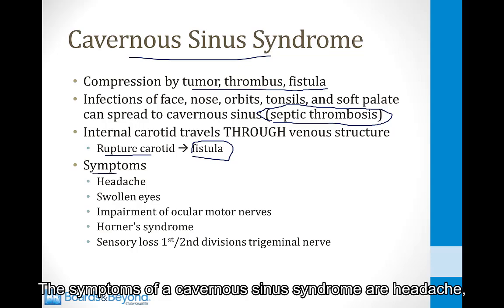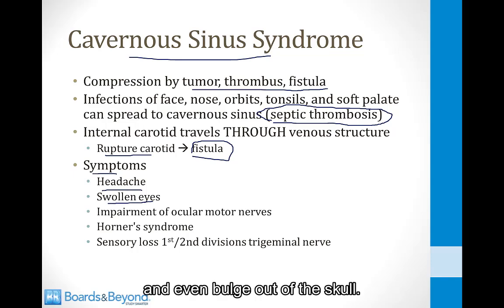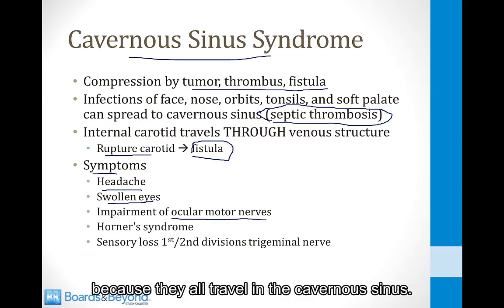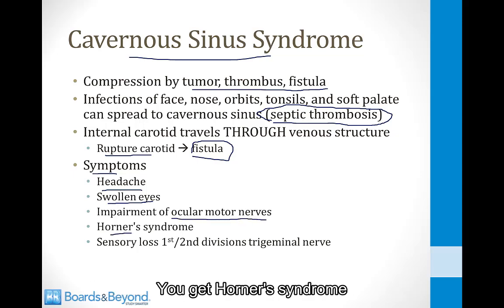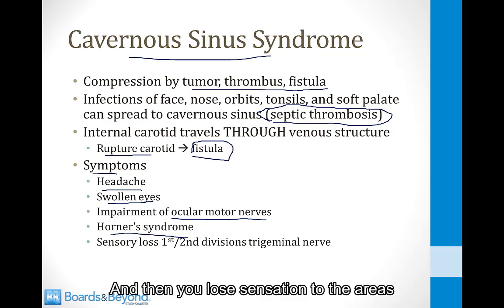The symptoms of a cavernous sinus syndrome are headache, and then something that's very unique are swollen eyes. The eyes can have edema around them and even bulge out of the skull. You get impairment of the ocular motor nerves because they all travel in the cavernous sinus. You get Horner syndrome because there are sympathetic nerves to the eye running through the cavernous sinus. And then you lose sensation to the areas supplied by the first and second divisions of the trigeminal nerve because V1 and V2 are also in the cavernous sinus.